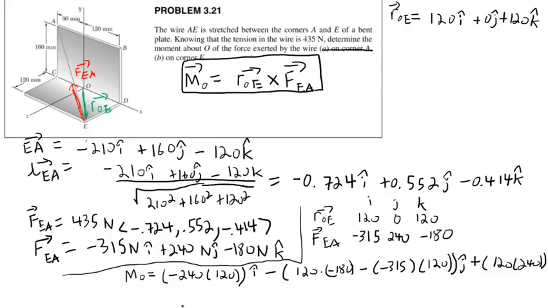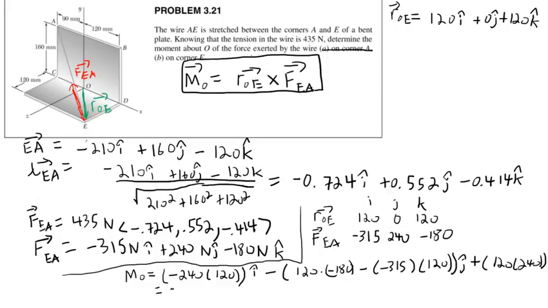So negative 240 times 120, negative 240, where were we? Negative 240, because it's subtracted. Wait, did I screw that up? Possibly. Yeah, okay, thank you. It's possible, as we've known, I'm not infallible, contrary to popular opinion.